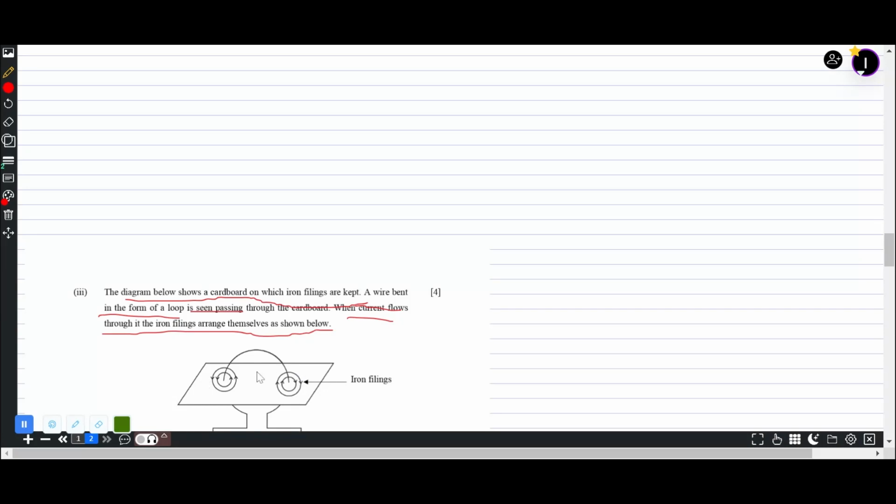Now we'll use the thumb rule. The thumb rule says that if you swirl your fingers in the direction of the magnetic field, I'm not very good with diagrams, okay, I'll still try to make it, then the thumb shows the direction of the current. That is the right hand rule.